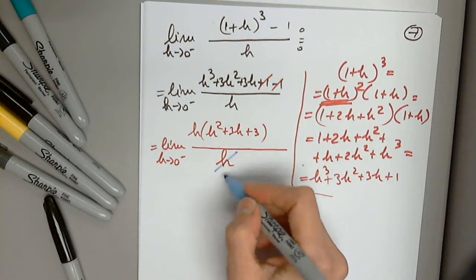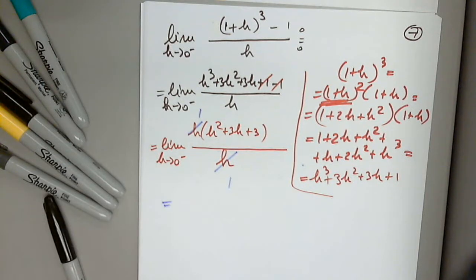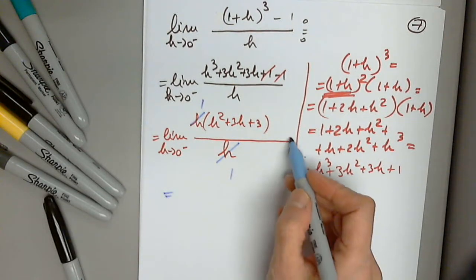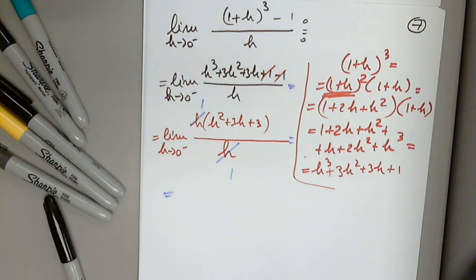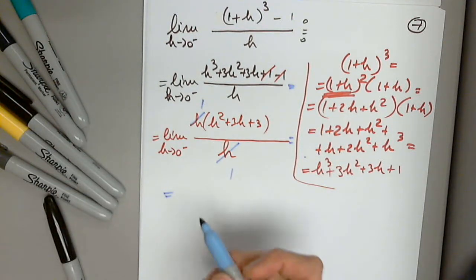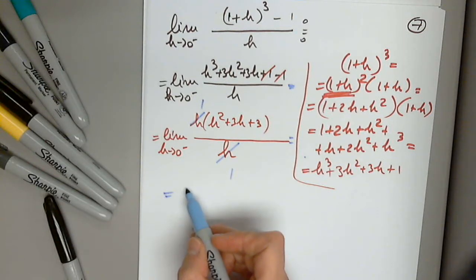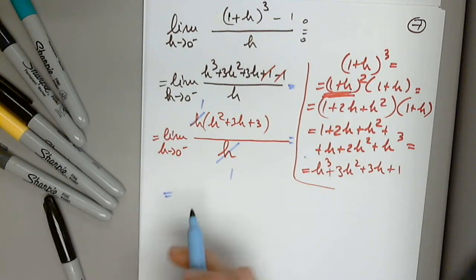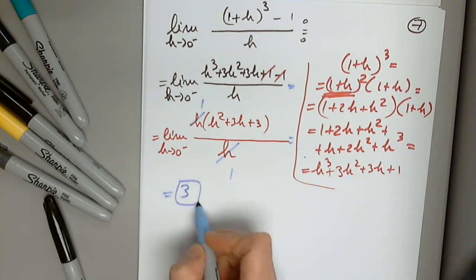We're happy. The problem is gone. And now the limit operator can be dropped. And the answer is h squared plus 3h plus 3. Once I drop the limit operator, it means that I plugged in h equals 0. It's a polynomial. 3. Awesome. Done.